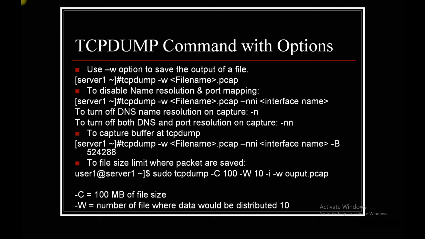For the file size limit, let's say if you want to write in a particular file, you want 100 MB of file, you have 1 GB of file, you want to divide it into 10. So what you can do, capital C, so 100 MB file size will be, capital W, divided into 10 files. So 100 MB of file size, number of files where data would be distributed. So number of files is 10. So 10 into 100 MB, it's equal to 1 GB.